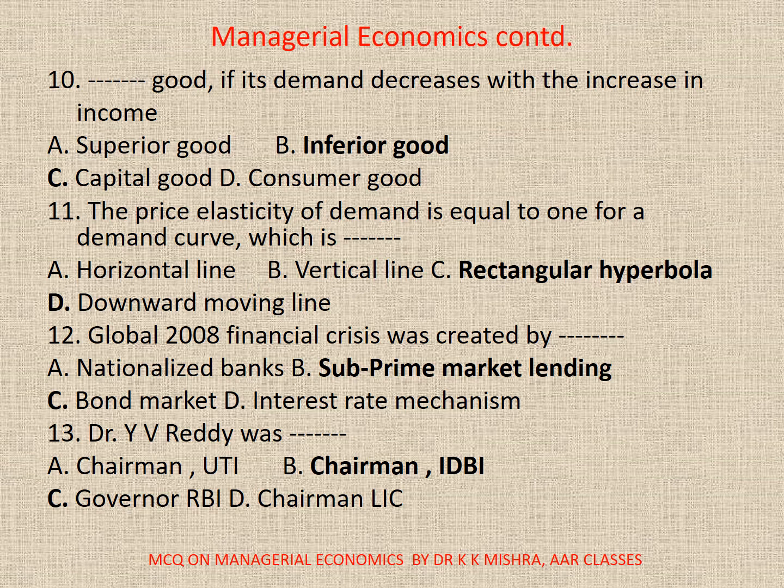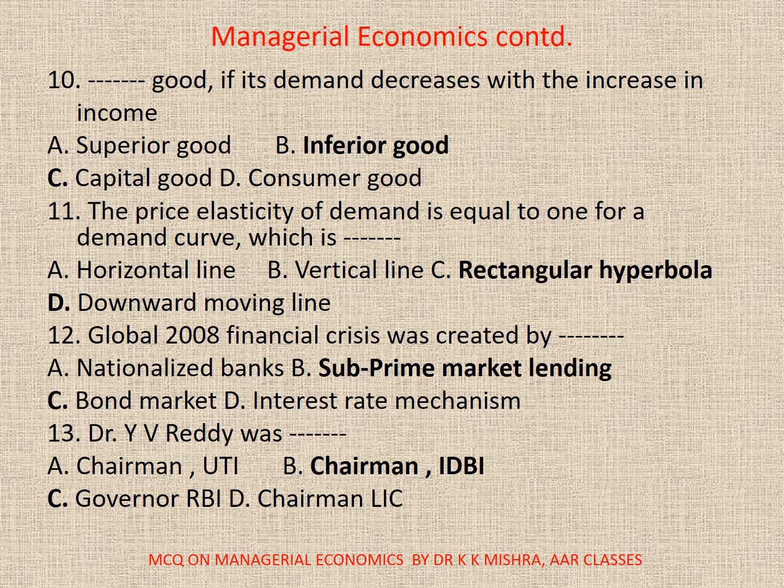11. The price elasticity of demand is equal to 1 for a demand curve which is dash A, horizontal line, B, vertical line, C, rectangular hyperbola, or D, downward moving line. The correct option is C, rectangular hyperbola. 12. Global 2008 financial crisis was created by dash A, nationalized banks, B, subprime market lending, C, bond market, or D, interest rate mechanism. Correct option is B, subprime market lending.